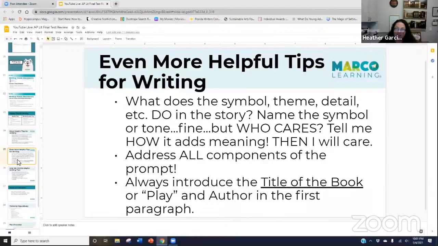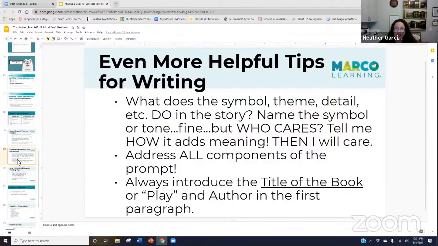And one of the things that I also notice as an AP reader is that students will just kind of mention that there's a symbol or a theme or a detail, and they'll talk about that theme and explain to me what that theme is. But that's kind of it. They just stop there and they're like, I found a theme and this was it. Or I found a symbol and this was it. And that's fine, but that's not telling me what it does. Like, what does that theme or symbol do? Tell me how it adds meaning. That is what makes me care as an AP reader.